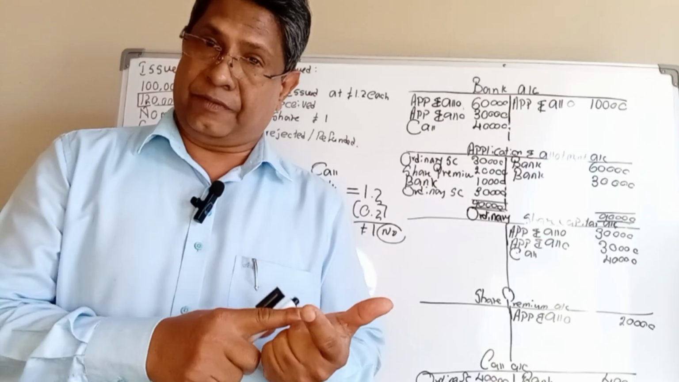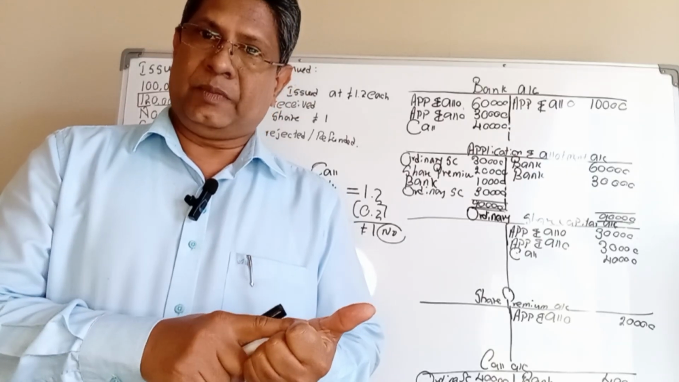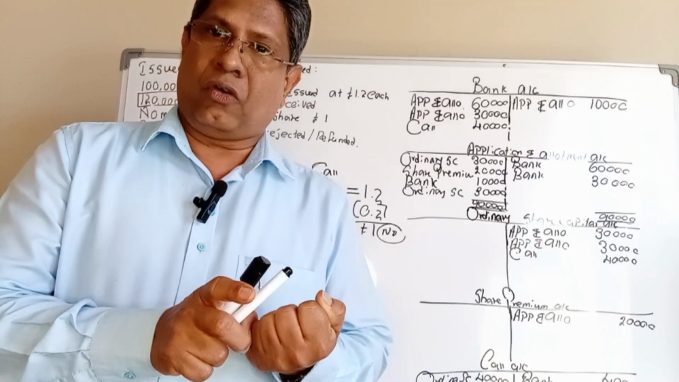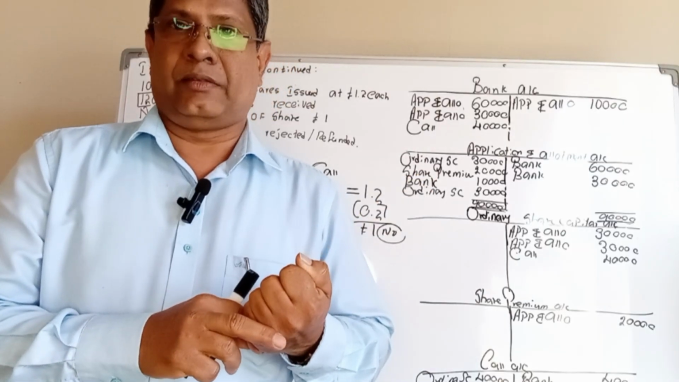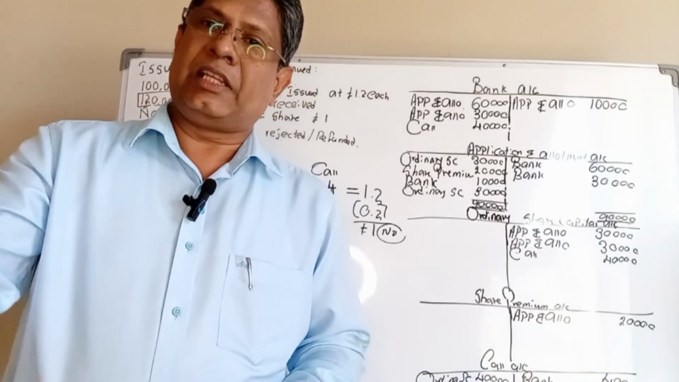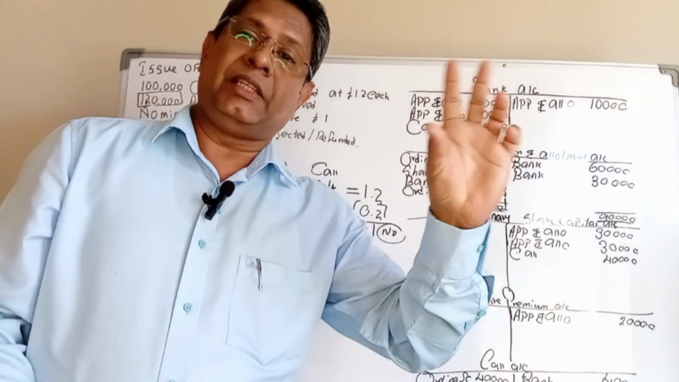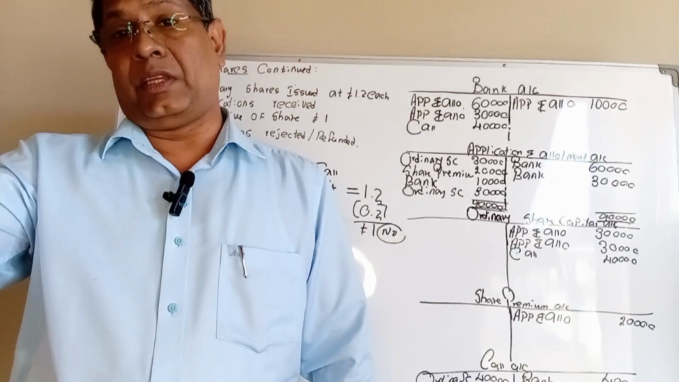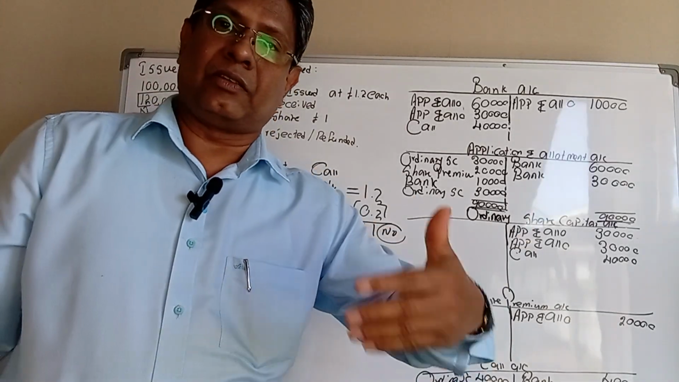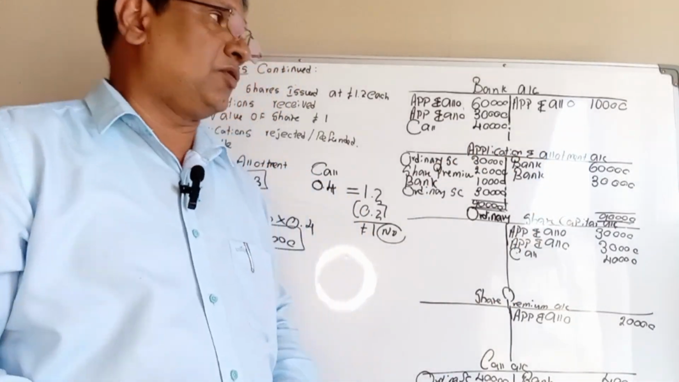We did the refund. We did the allotment. We recorded the allotment money. We did the call. We recorded the call money. Correct? Some questions can be a little bit more complex. There can be a premium in the allotment. There can be first call, second call, third call. So those we have to look at based on the situation that we come across in the questions.